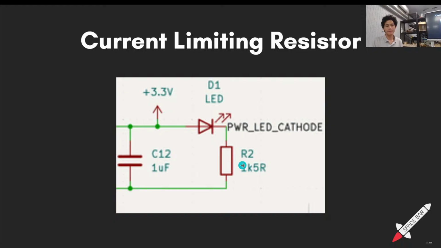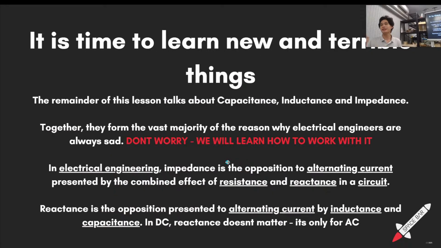The lesson today is about capacitance, inductance, and impedance. These are basically the three problems with electrical engineering. All the circuits that you have learned in primary school and secondary school, like Kirchhoff's law and whatever, are steady state circuits which don't really change over time. In real life, your circuit is switching on and off, the current draw is changing, and then we start to care about capacitance, inductance, and impedance.